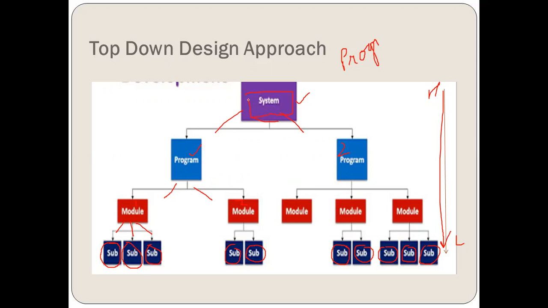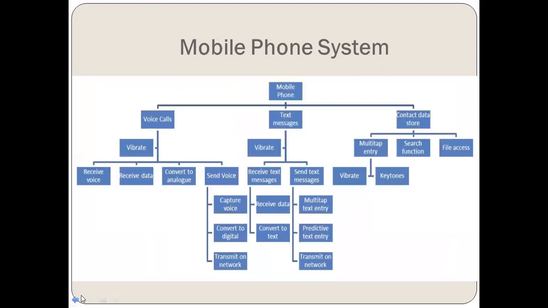Later, this particular procedure will be coded, and the programming team will work out the subroutines, test them individually, and then integrate them, right? So let's take an example to understand it in detail and to get more clarity. I've taken the example of a mobile system. This is a generic one.